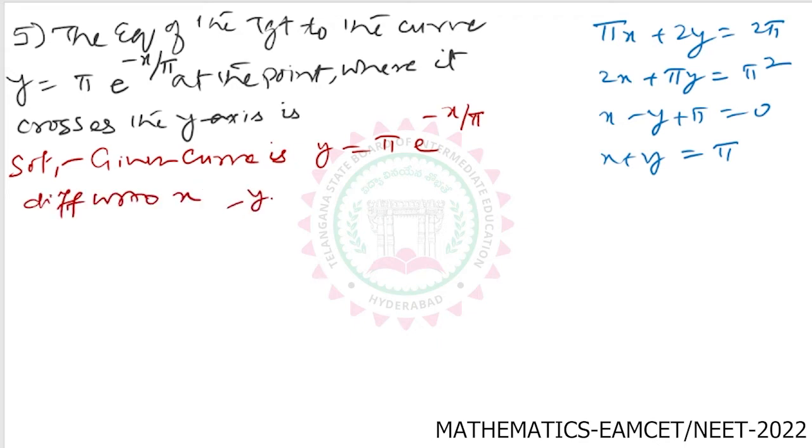We get y1 is equal to pi into e power of minus x, into the derivative of the exponent, that is minus 1 by pi, with negative sign because it is minus x power. So this pi cancels, and you are getting minus of e power of minus x by pi. So this is nothing but my y1.